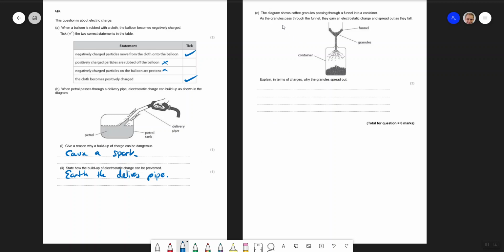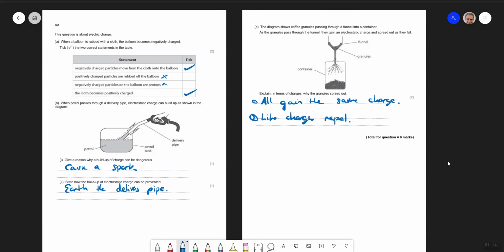The diagram shows coffee granules passing through a funnel into a container. As the granules pass through the funnel, they gain electrostatic charge and they spread out as they fall. Explain, in terms of charge, why the granules spread out. Well, it's the same thing that's happening to all of them. They will all gain the same charge. And the second point is that like charges repel. And that's how we can deal with that sort of problem. Excellent news.